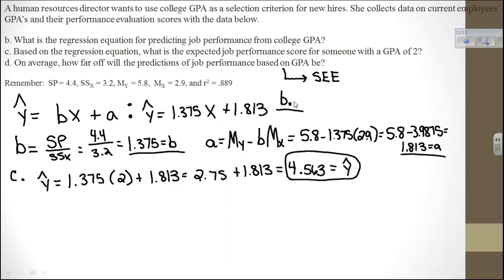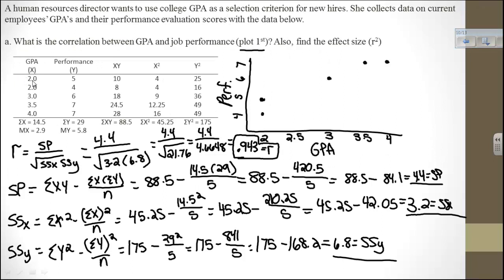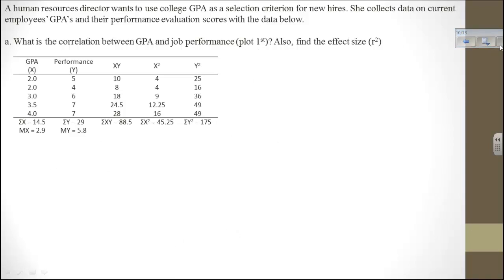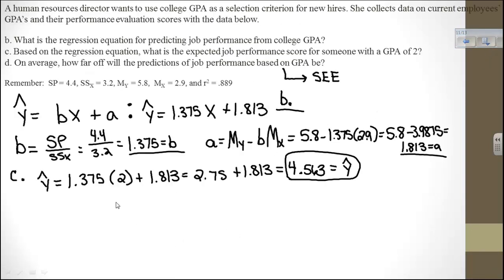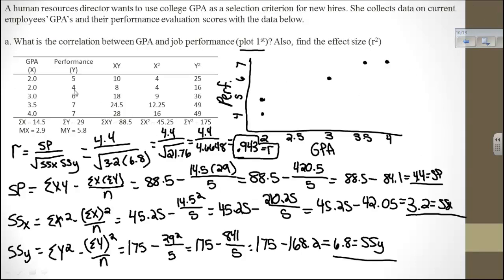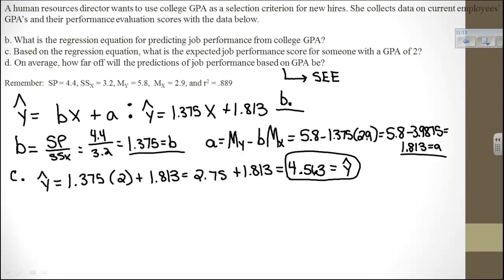So if we look at this value, it's in between the observed y's when x equals 2. So let's go back and look. These two people have a GPA of 2. This one actually had a performance of 5. This one had a performance of 4. And our predicted value in the population for somebody with a GPA of 2, their predicted performance is 4.563. So right between 5 and 4. All right, now let's go ahead and plot this in our scatter plot. So for a GPA of 2, we have 4.563 as our predicted value.